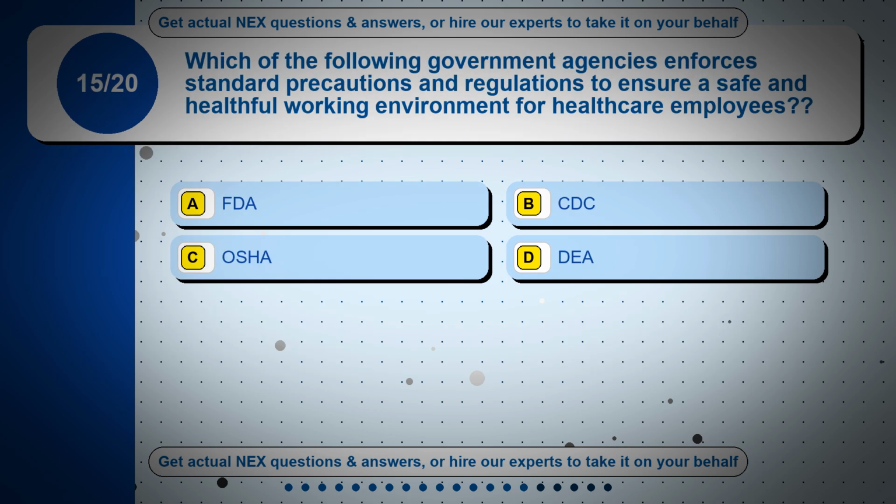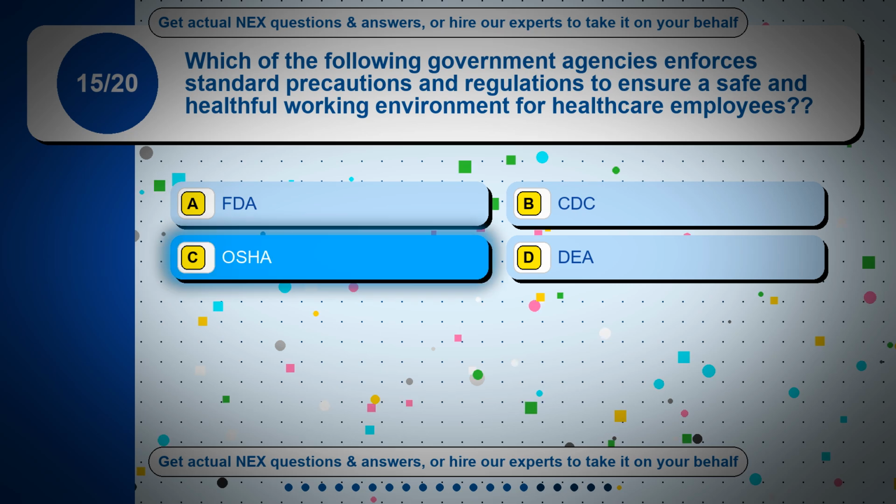Question 15. Which of the following government agencies enforces standard precautions and regulations to ensure a safe and healthful working environment for healthcare employees? Option A, FDA. Option B, CDC. Option C, OSHA. Option D, DIA. The correct answer is option C, OSHA.